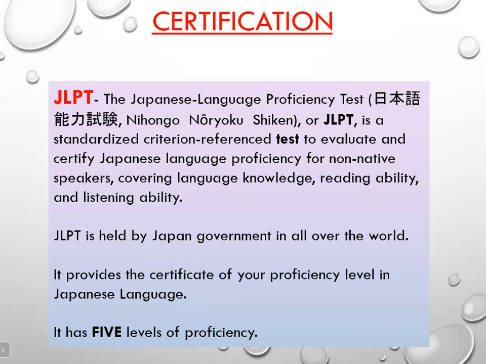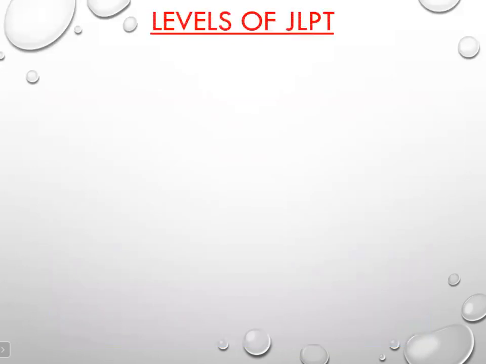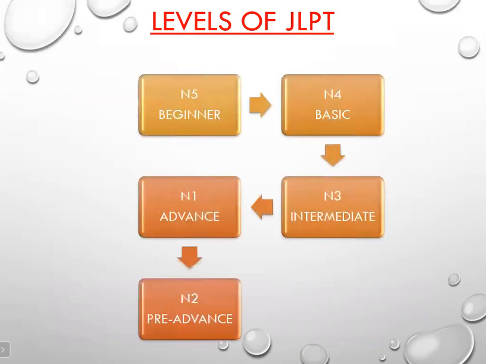So what are the 5 levels we have? There are 5 levels of JLPT. The basic beginner level is N5. The level starts from N5. It is the beginner level. Then N4, which is the basic level. Then we will move towards N3, the intermediate level. Then N2, and then N1.